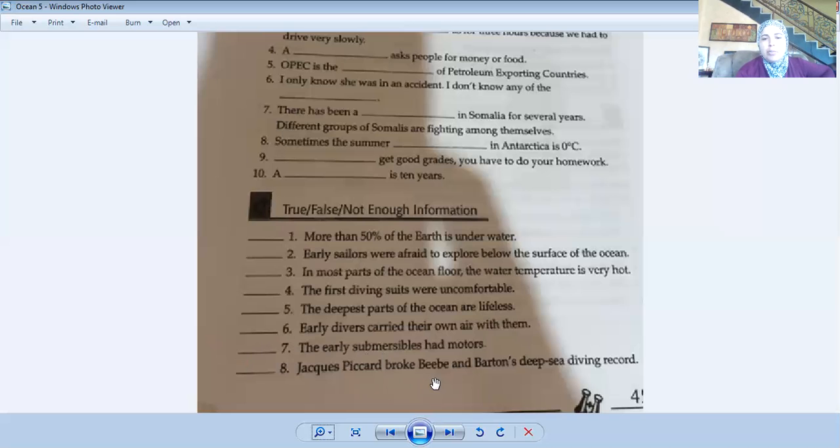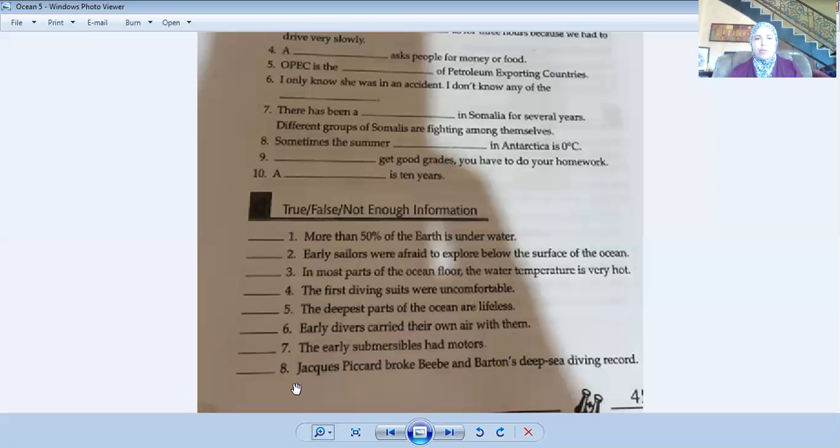Jack Piccard broke Beebe and Barton's deep sea record. Yes, he did do that, because he dove much deeper into the ocean, unlike them, because they dove about half a mile. But there was about a 25-year difference between their dives.